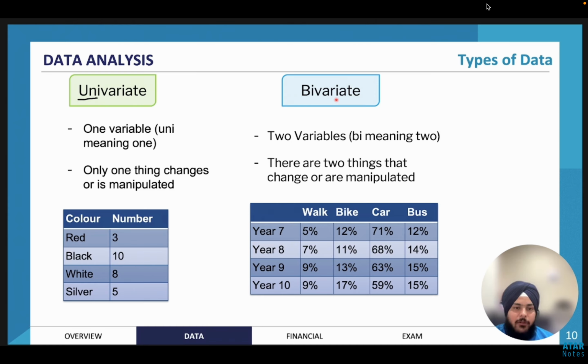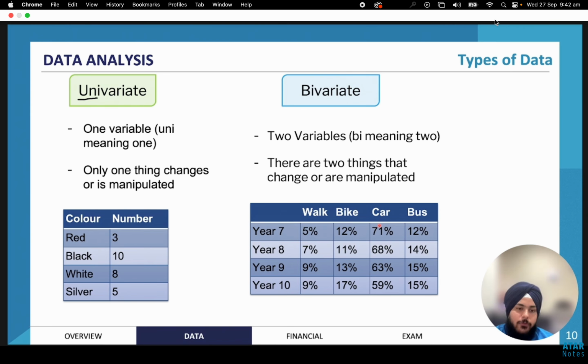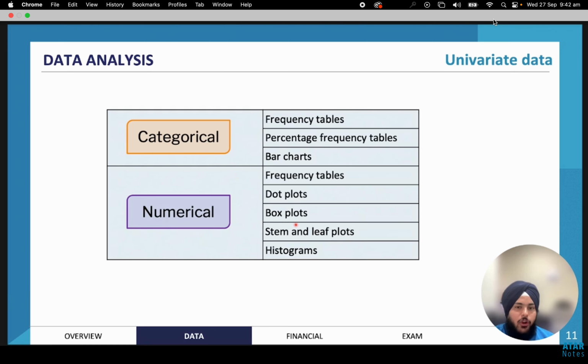However, for bivariate data, we're actually looking at two variables. So in the example given, we are looking at year 7s, year 8s, year 9s, and year 10s, and we're looking at their mode of travel to school. So here we are manipulating two variables. First of all, we can manipulate the age group or the year level, and we can also manipulate their mode of travel. So there's two variables that we have to account for. Okay, and in terms of univariate data, there are multiple ways that we can actually depict this in a graphical or tabulated manner.